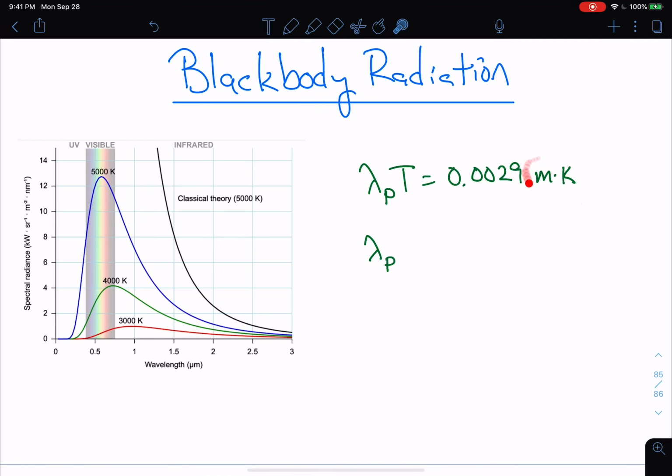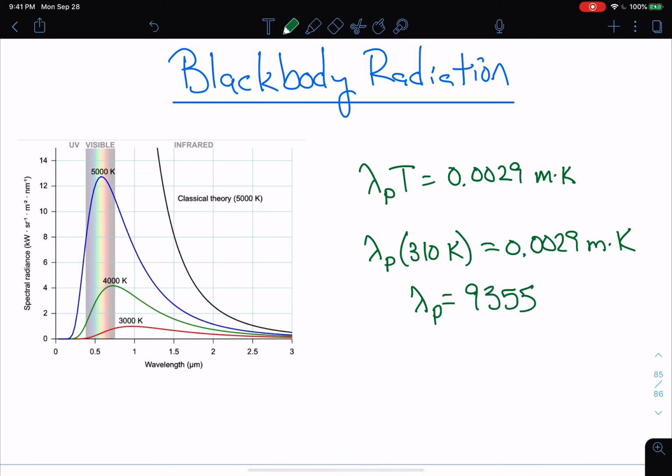You can see that we have Kelvin temperature over here, but also just in general, if we're using temperature in a formula, then we need to use Kelvin. So in Kelvin, that's about 310. So we've got 310 Kelvin. And if you solve for the wavelength, this works out to be about 9,355 nanometers. Now this graph over here is in micrometers, so if I convert that to micrometers, that's going to be about 9.355 micrometers.